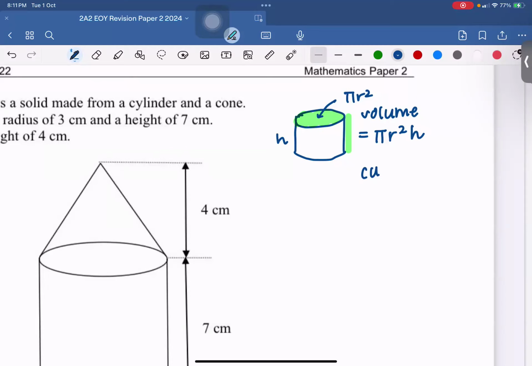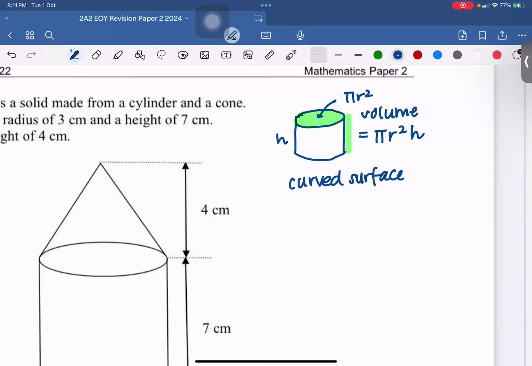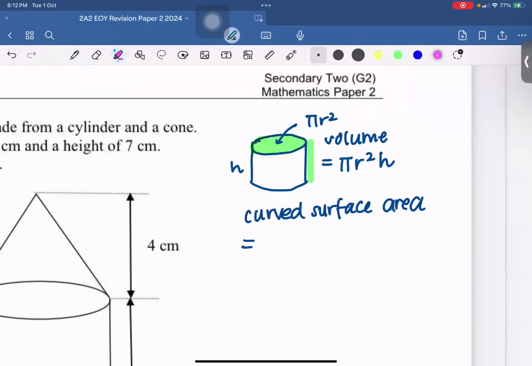Next one, what is the curved surface area of the cylinder? Curved surface area, imagine you are putting cream onto this log cake. I'm putting cream at the circumference. So it's actually the circumference. How many pi r again? 2. Yes, correct. So I take the circumference, but I put one layer not enough. I must put many layers until I cover the whole height of it. So I need to multiply by h.